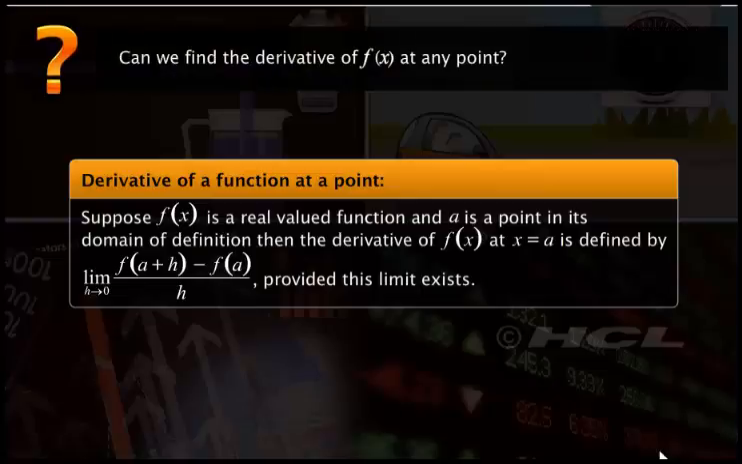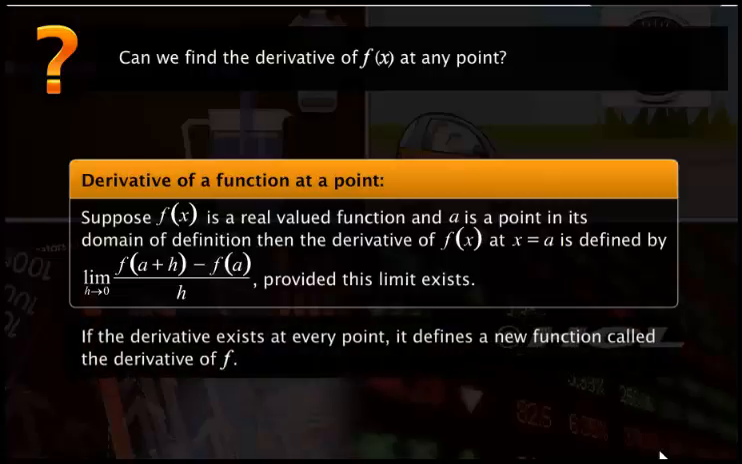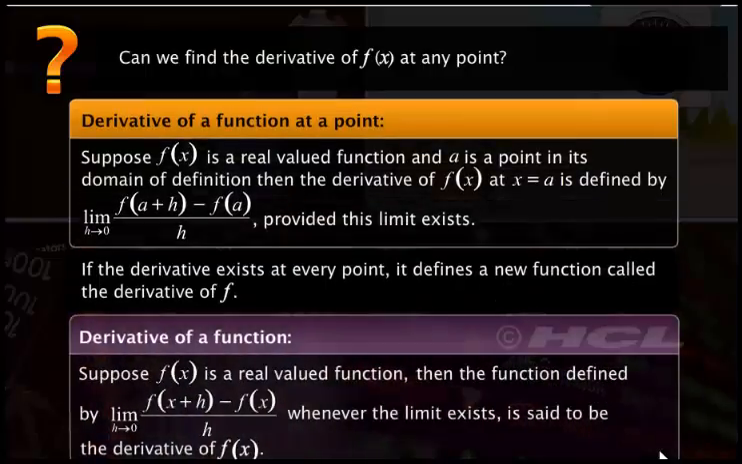Can we find the derivative of f of x at any point? Yes. Using this definition, we can find the derivative of a function at any point. If the derivative exists at every point, it defines a new function called the derivative of f. Formally, we define the derivative of a function as follows. Suppose f of x is a real valued function, then the derivative of f of x is defined by the limit of f of x plus h minus f of x over h as h tends to 0 provided this limit exists.